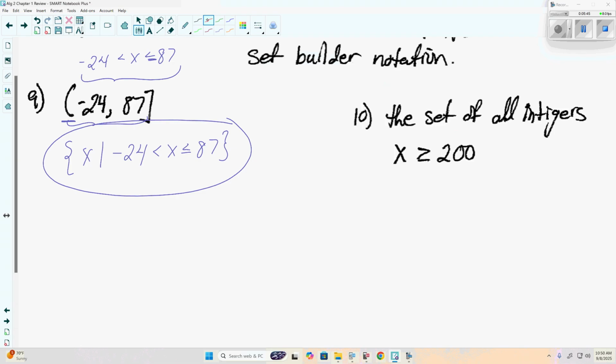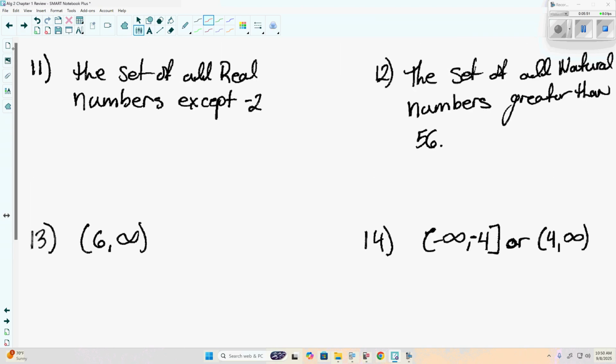Any other questions on 9? The other one from this set that I do want to look at is number 11. The set of all real numbers except for negative 2.